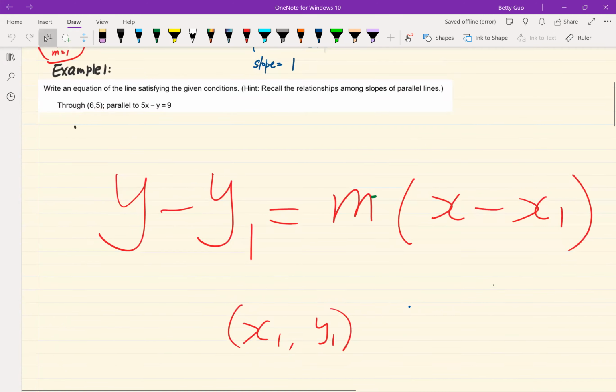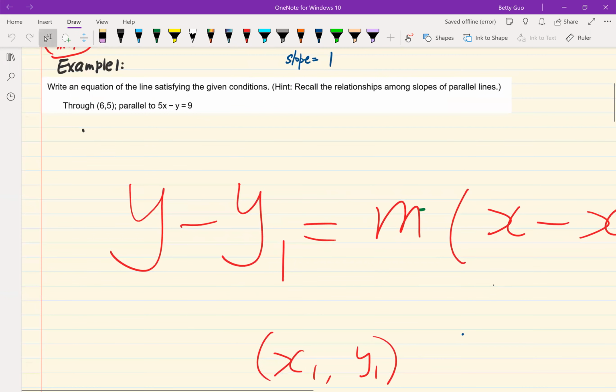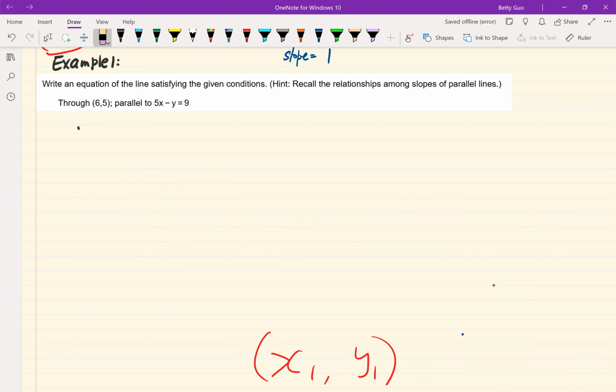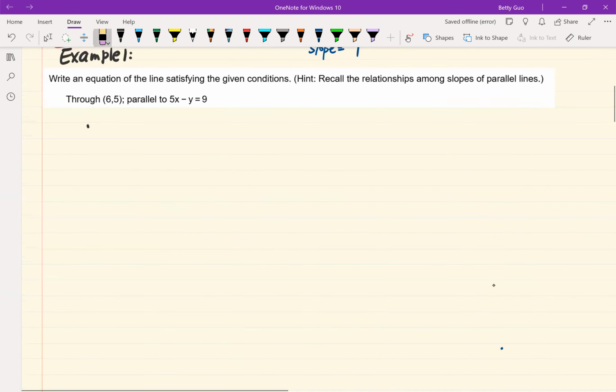Today we plan to work on three examples. Those three examples are very classical or typical examples about the straight line. And we're going to take time to work on the three problems. Let's look at the first example.